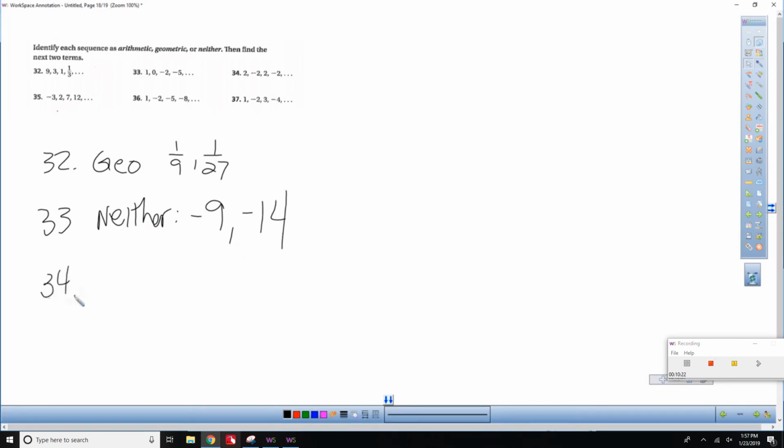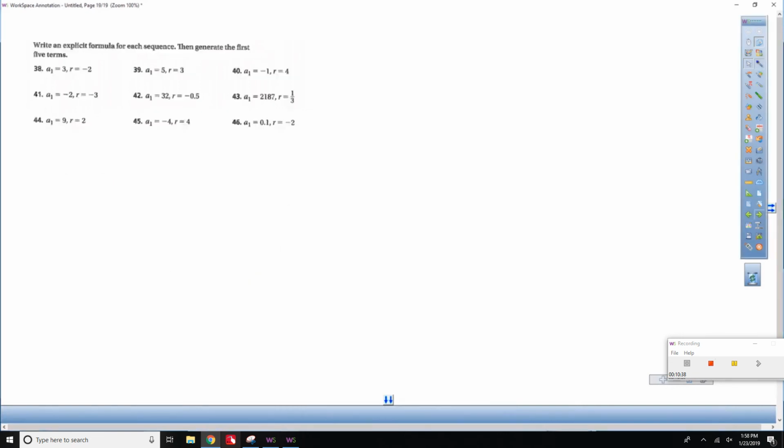Number 34. Ooh, I like it. Believe it or not, this is geometric. What are we multiplying by to get from one term to the next term? By negative 1. And as long as we're multiplying by the same number each time, then it counts. Okay? Whoa, that was fast.